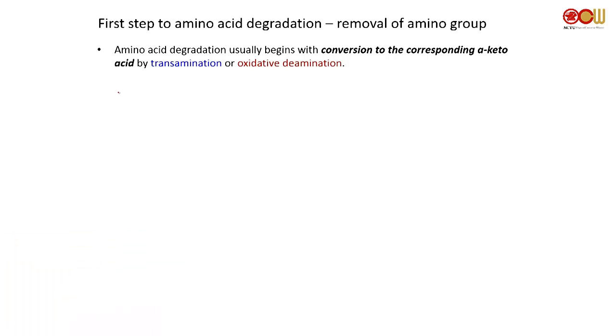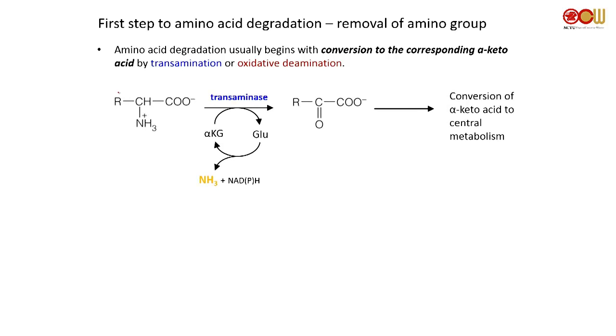Now, amino acid degradation usually begins with the conversion to the corresponding alpha keto acid, by either transamination or oxidative deamination, okay? So let's take a look. This guy is an amino acid, and this guy is going to be an alpha keto acid.